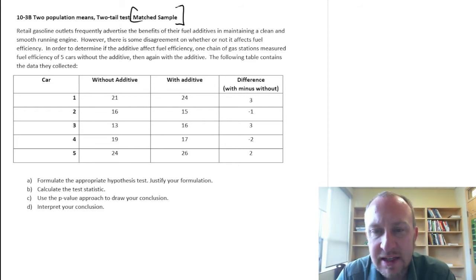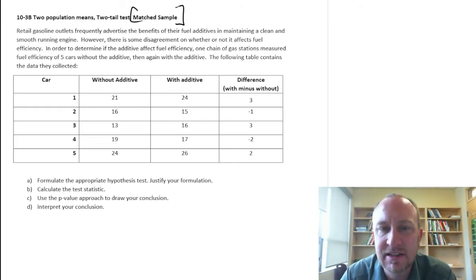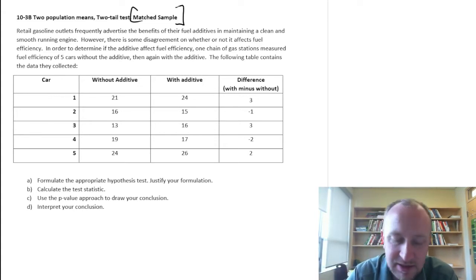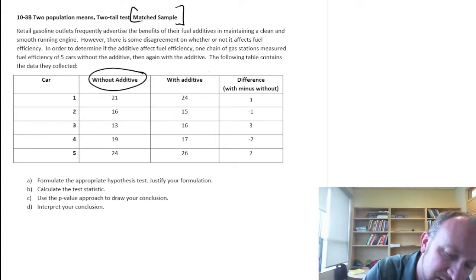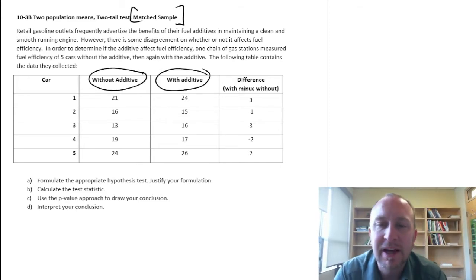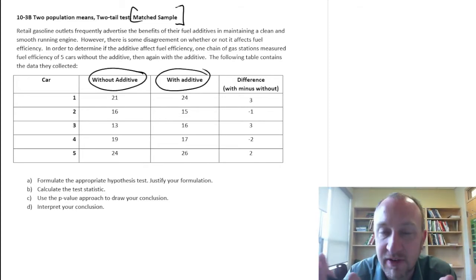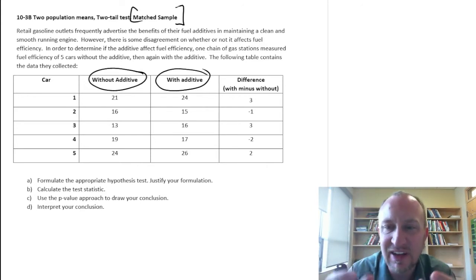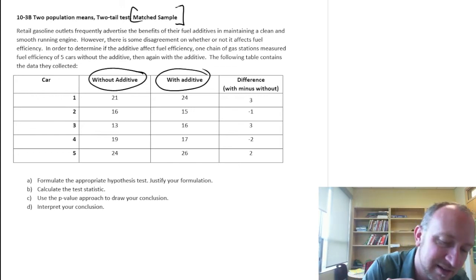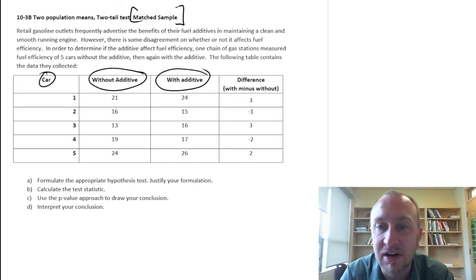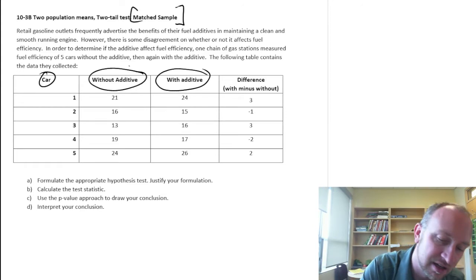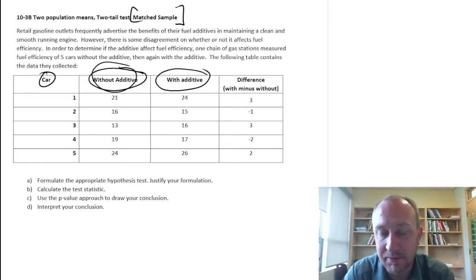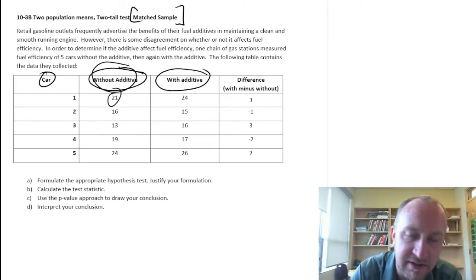Okay, so here, for this to be a matched sample design means that we are applying both treatments, here's one treatment and here's another treatment, to the same observational unit. The observational unit is that thing that is giving us the data point. In this example, that car is the thing that we are applying a treatment to, and it is the car that is then giving us the data point. The data point being just one of these numbers.